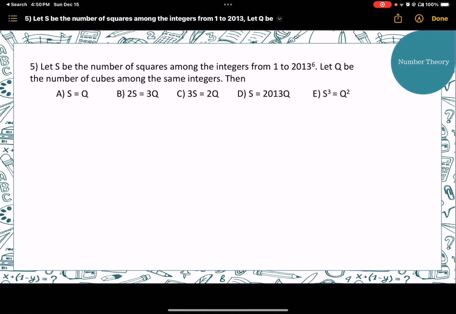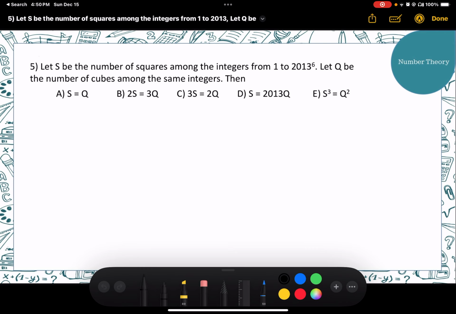So for the first one, we have: let S be the number of squares among the integers from 1 to 2013 to the sixth power. Let Q be the number of cubes among the same integers. Then A, S equals Q; B, 2S equals 3Q; C, 3S equals 2Q; D, S equals 2013Q; and E, S to the third equals Q to the second. So you can pause the video now if you want to try solving this problem. And okay, I'm going to solve it now.